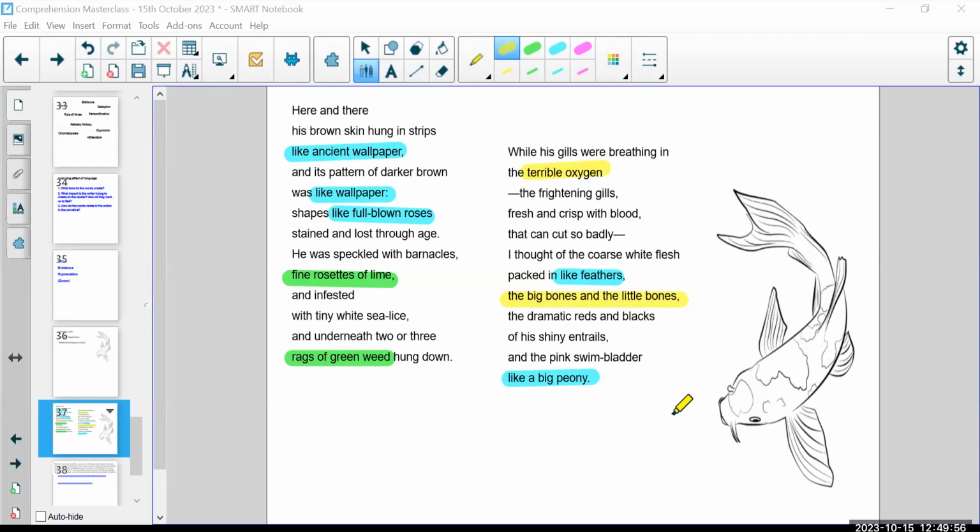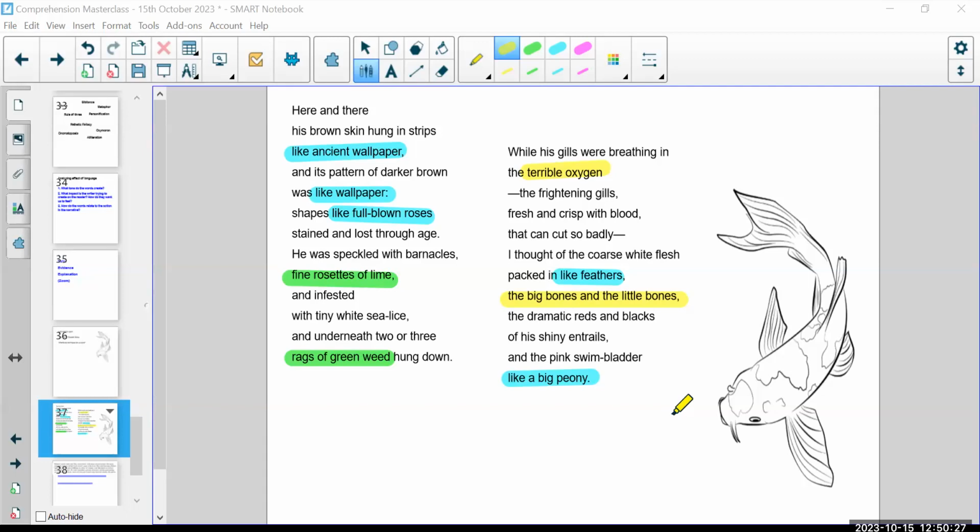I think for now, let's stick with those ones. So what I would like you guys to do is think about what can you infer about the writer's feelings about the fish based on these literary techniques, okay? So not about the fish itself, but the writer's feelings towards the fish based on the way that she's described it. Her use of language, her use of techniques, her use of descriptions. How does she feel about this fish?